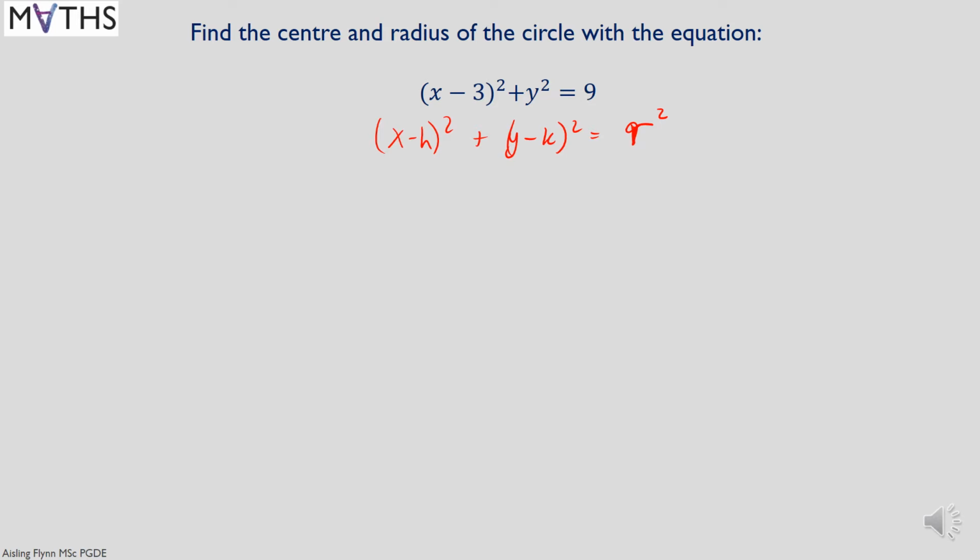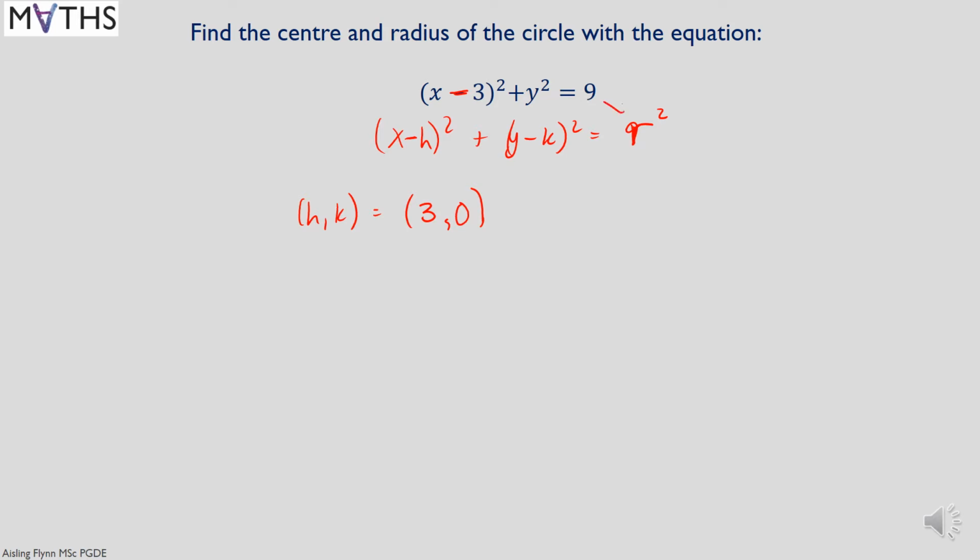Alright, so clearly by direct comparison, the centre, which is h, k, clearly h has a value of 3. Okay, so no change to the negative sign in the formula there, so we'll leave it as just 3. And k appears to be missing, because you just have y squared. There's no bracket with y minus k. What does that mean? It just means that k was 0. Okay, so the centre of this circle is 3, 0.